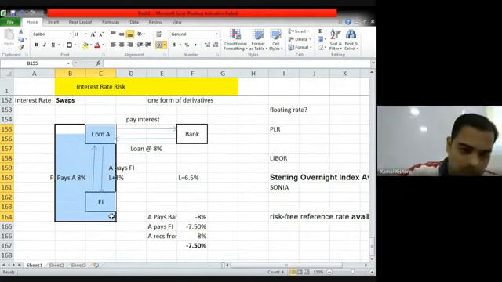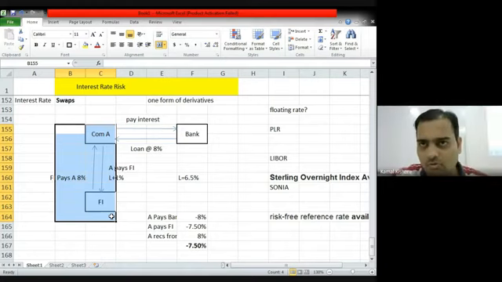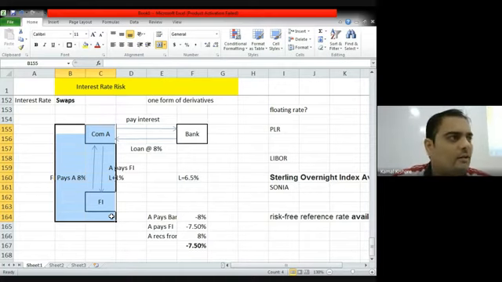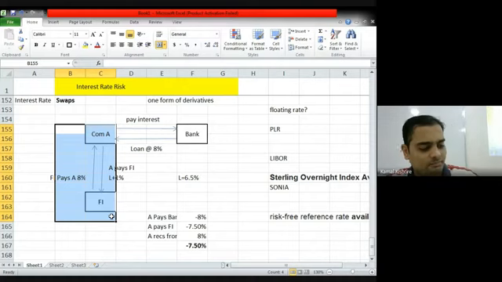So, same thing. There are multiple players, thousands of players. So, the financial institution will know how to hedge its exposure. Did you understand? This is an interest rate swap. This is one way through which I can hedge my exposure in terms of interest rate.